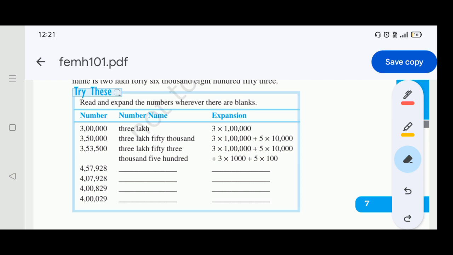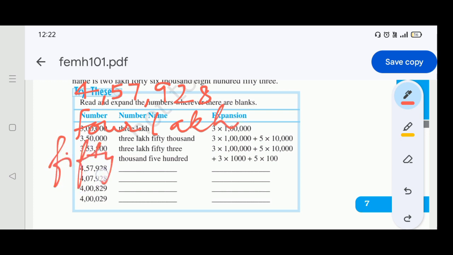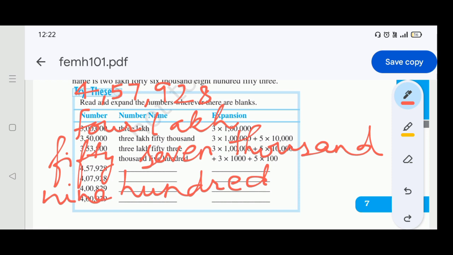4,57,928. So let's write the number name. We can write number name as 4 lakh 57,928. This is the answer for this number. Moving on.